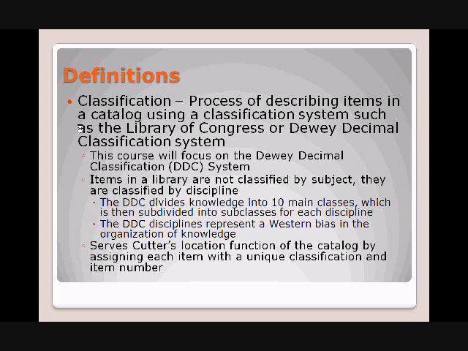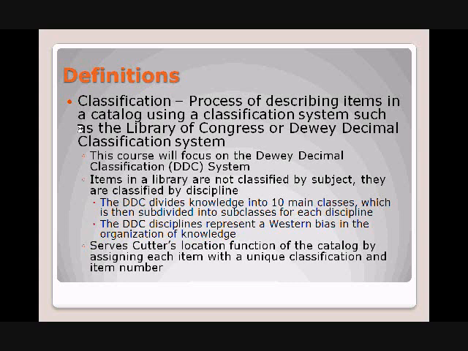And the division of knowledge into these classes really represents a Western bias. It really represents the way that we have divided knowledge up into different categories, such as philosophy, science, social science. When we do classification and when we use classification systems, what we are doing is serving Cutter's location function of the catalog by assigning each item with a unique classification and item number.